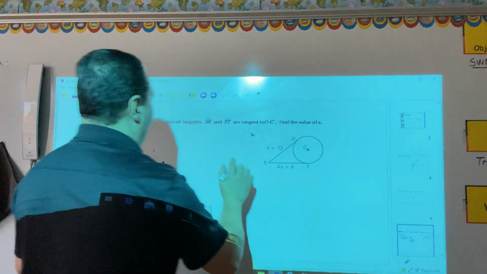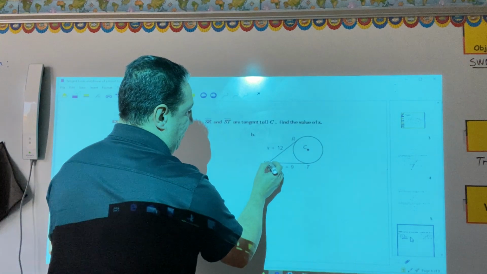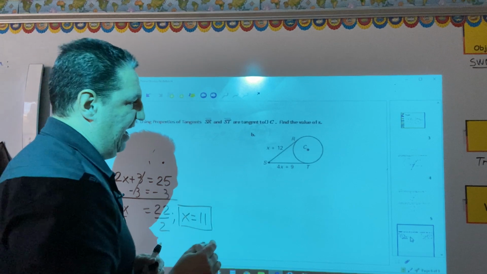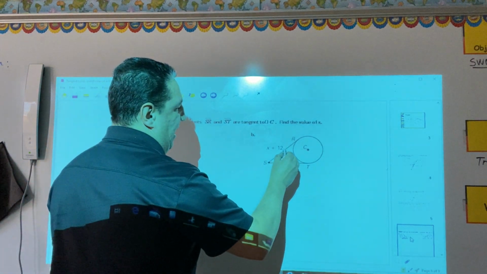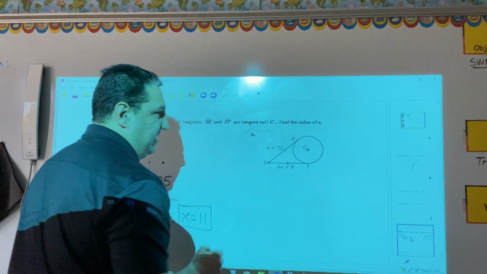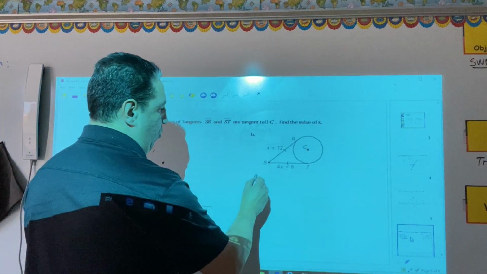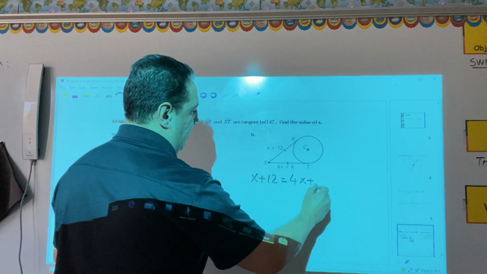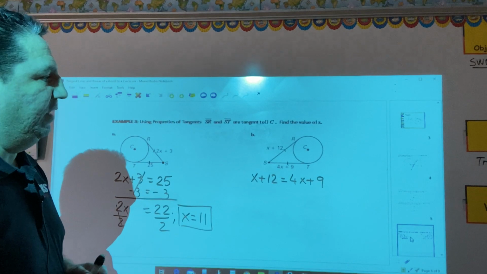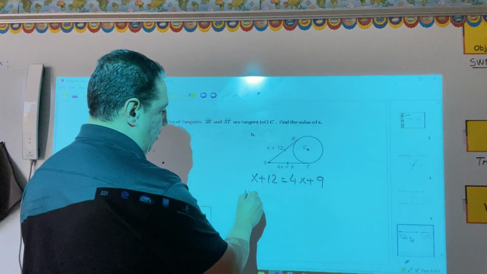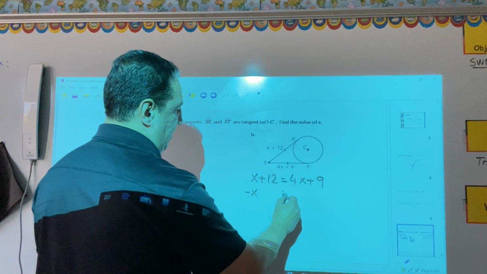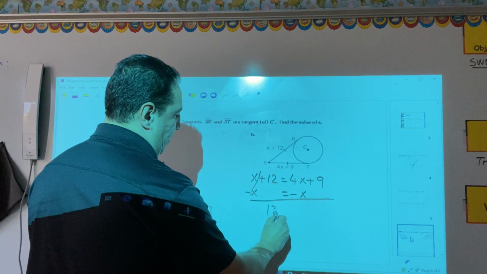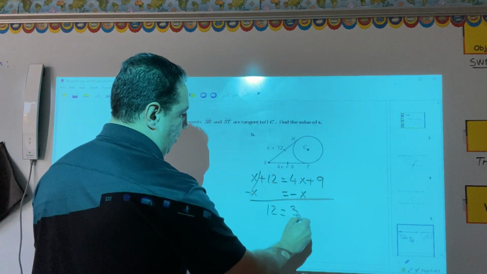For the second example, we have the same case. SR and ST are tangents, and they intersect at the common point S. So we can say SR is congruent to ST. Again, we make them equal: x plus 12 equals 4x plus 9. Then we combine x terms by subtracting x on both sides. We get 12 equals 4x minus x, which is 3x.